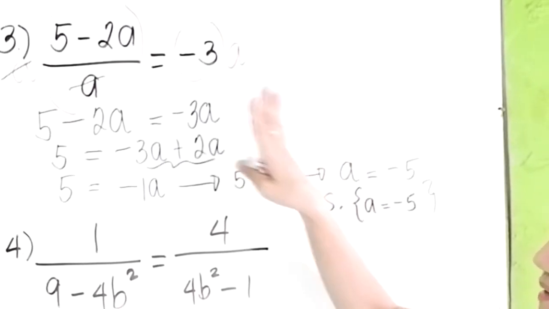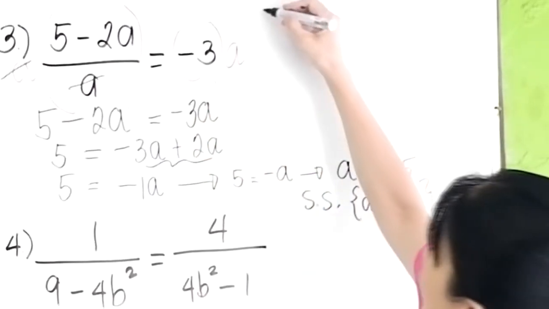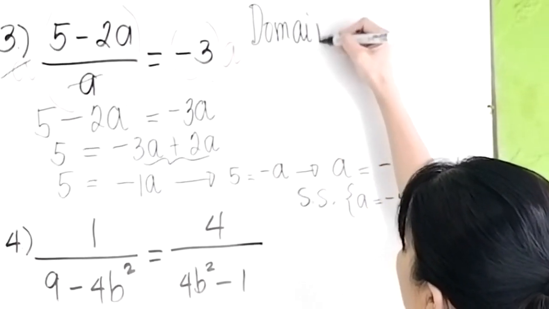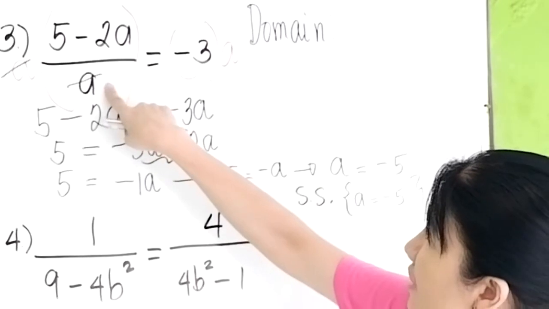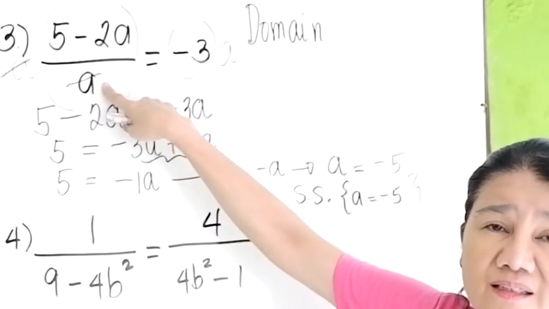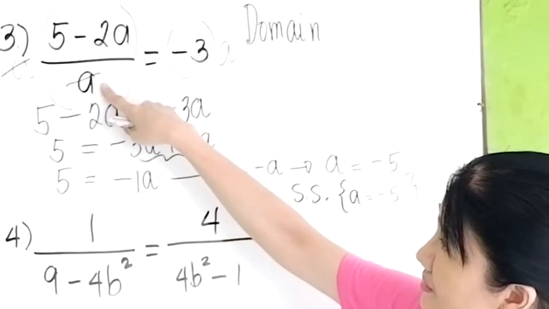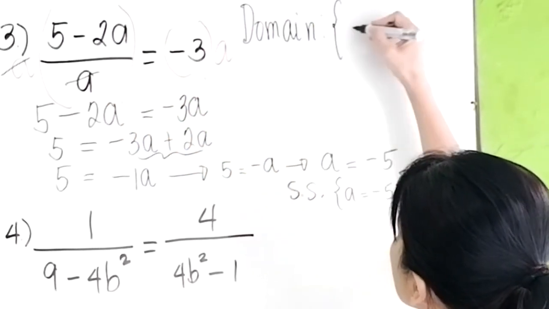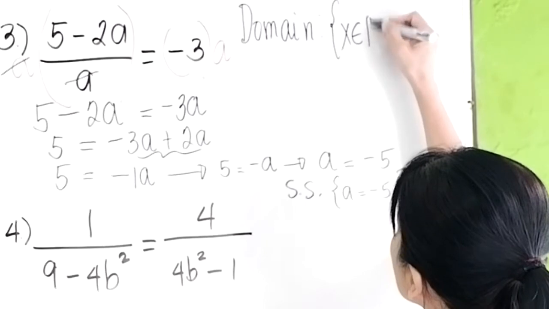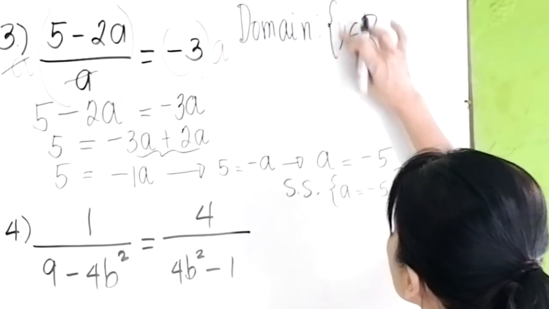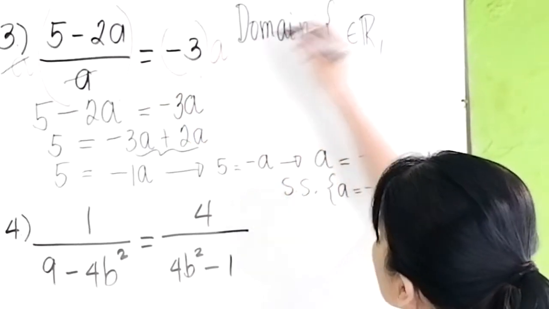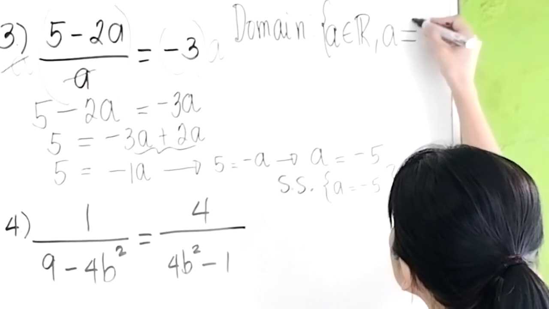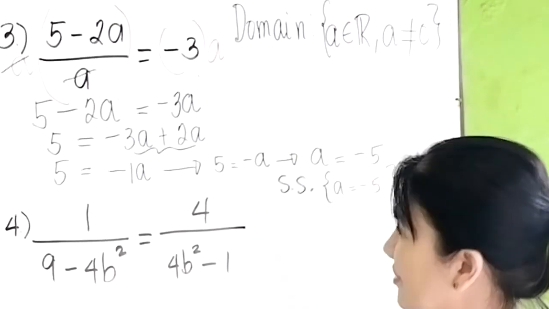What about the domain? For the domain, it's easy. What are the possible values of your variable a? Any will do, except, yes, except 0. So you can write here x is an element of R. Not x, this time it's a. So a is an element of R, a is not equal to 0.